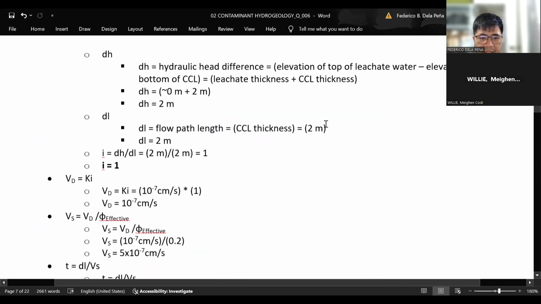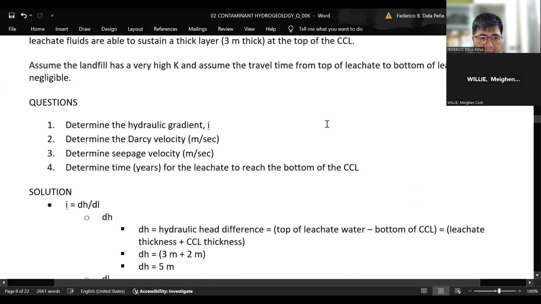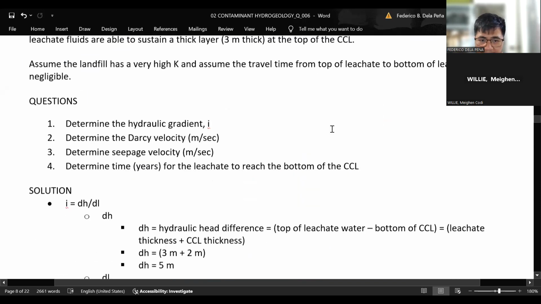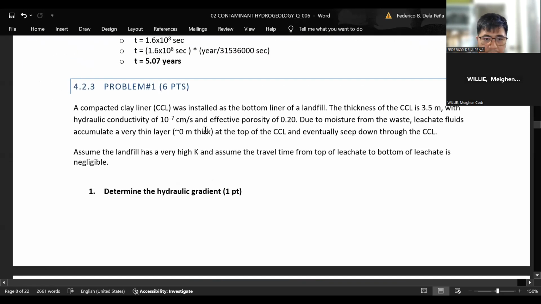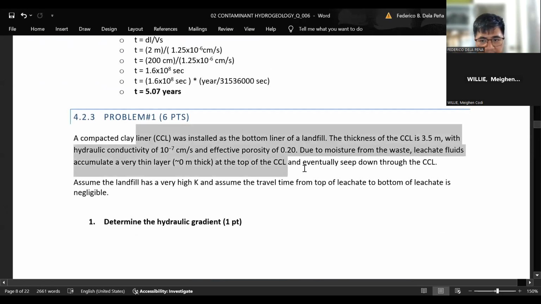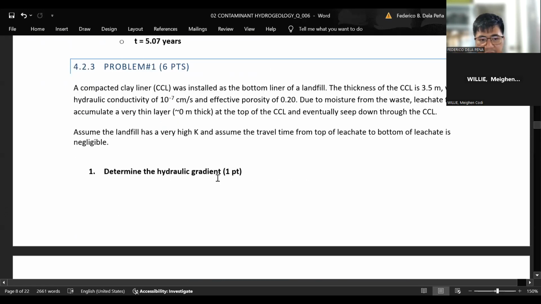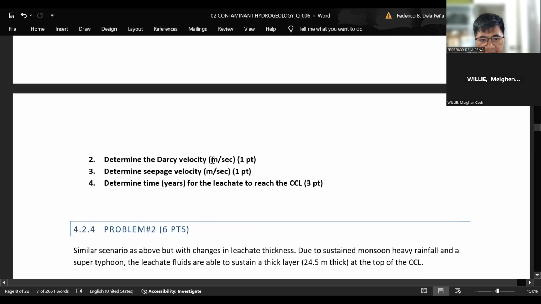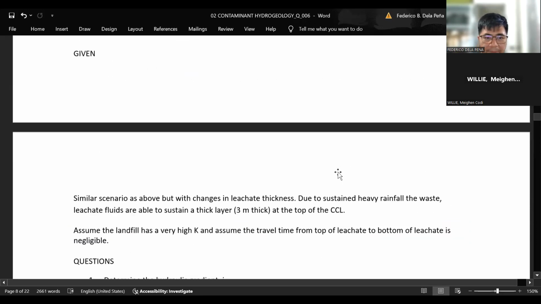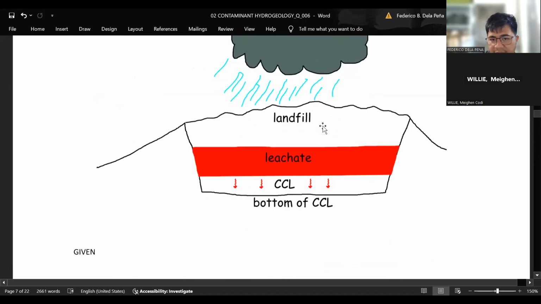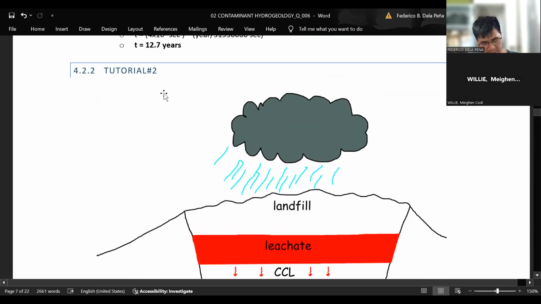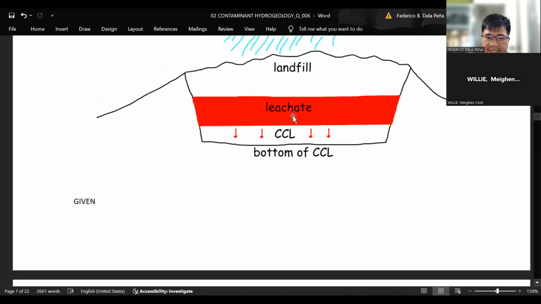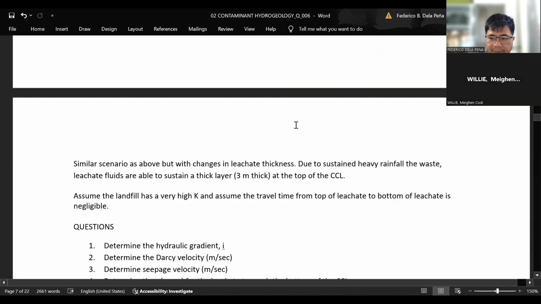All right. For the next problem, again, you basically have a very similar setup, but just different parameter values. Now let's move to tutorial number 3, which is also a very similar setup. Okay, zoom back in.